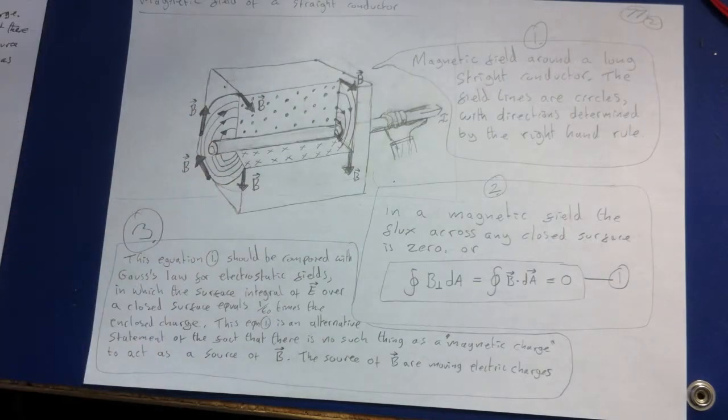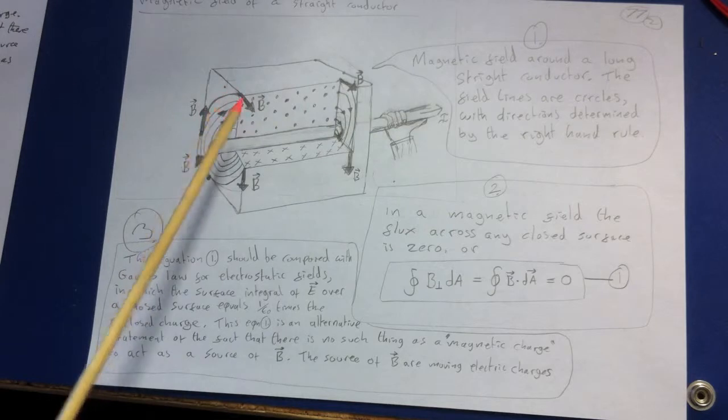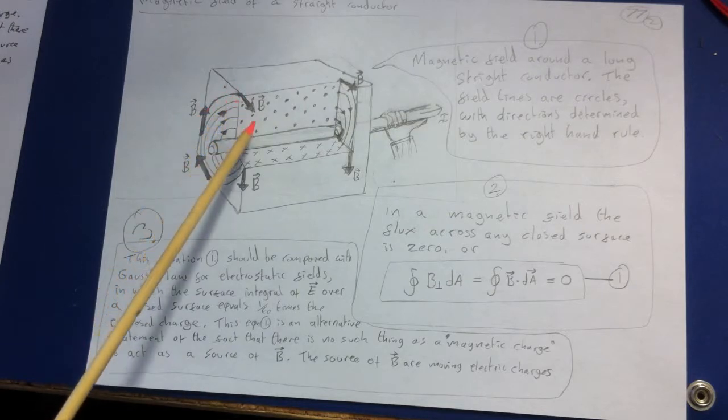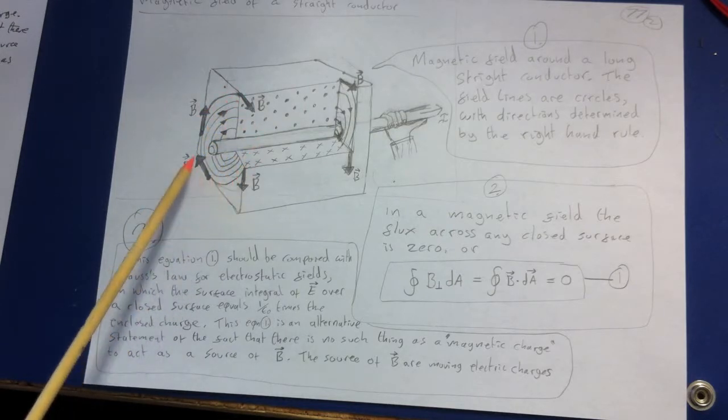Thus, if we construct an imaginary closed surface in a magnetic field, no field line can start or end inside this surface. The number of lines emerging from the surface must equal the number entering it. So you can see, because these are continuous lines, it doesn't matter what surface we construct around it, the amount of magnetic field that enters one side will be the same as the amount that leaves.